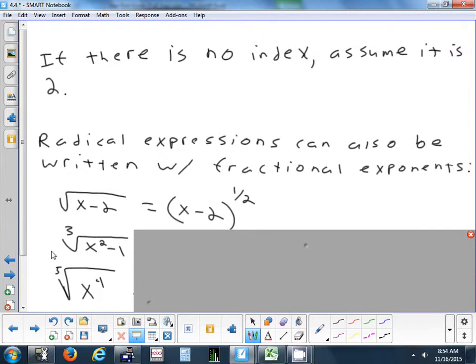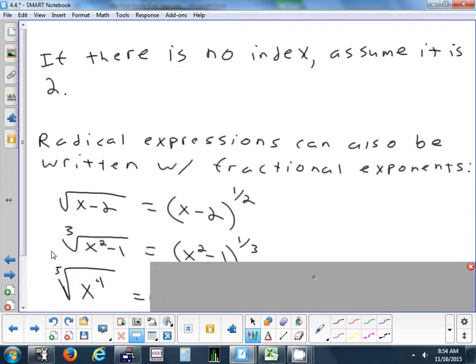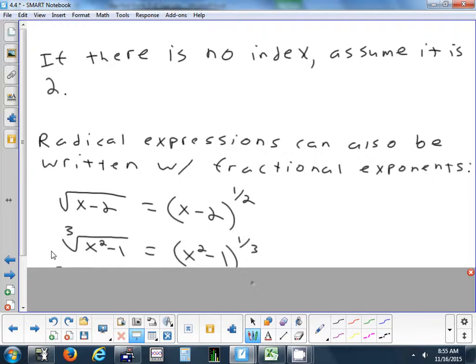What do you think a cube root would be? It wouldn't be the 1/2 power. Yeah, it would be the 1/3 power. So if you want to take a cube root, it's a 1/3 power. How about a 4th root? 1/4 power. 5th root, 1/5 power. It's basically 1 divided by the index. Just a different way of typing it into the calculator.